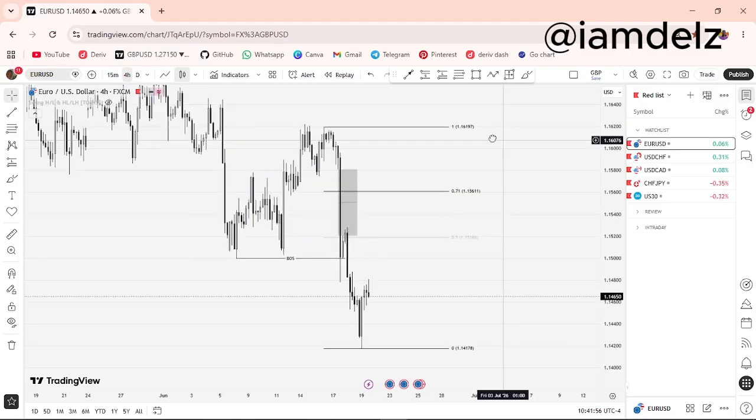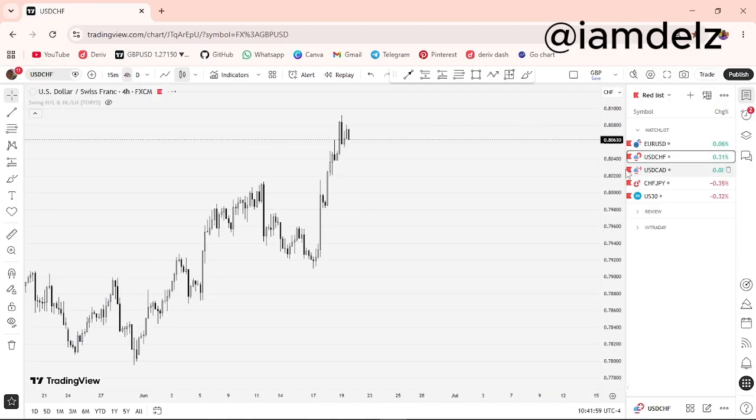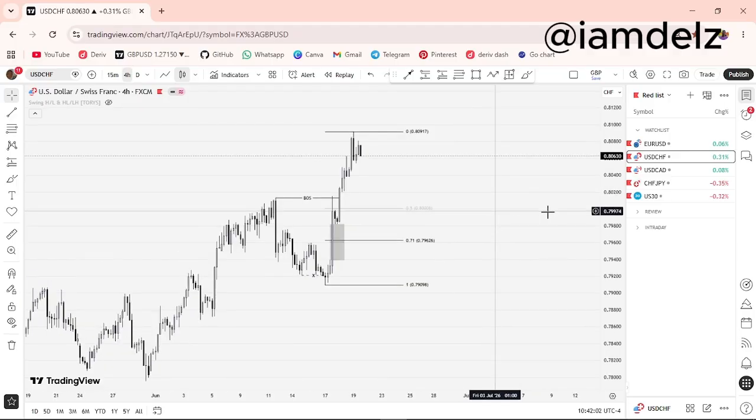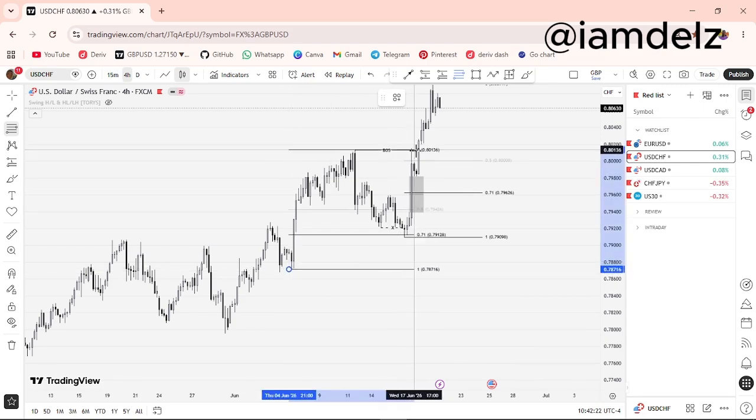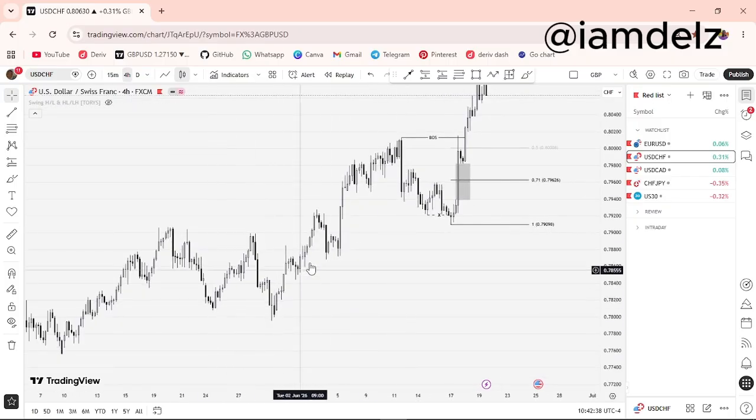So the next pair that I'm looking at here is the USDCHF. The USDCHF is quite similar to the EURUSD, only that I'm going to be buying in this position. And why am I buying? In my last video as well, I took this setup, from this point to this point, and obviously the same thing: we had the FVG aligning with the 71%. And this is obviously a continuation setup.